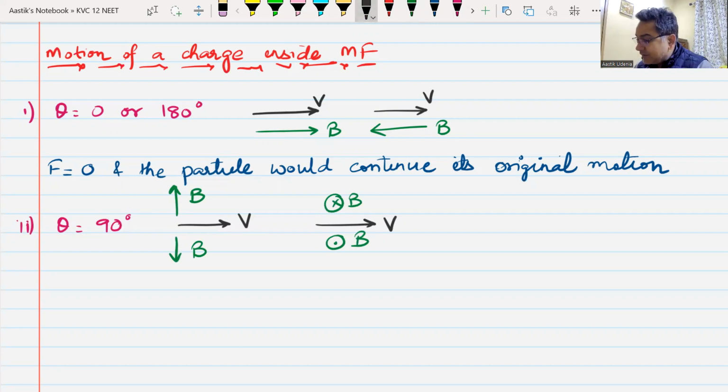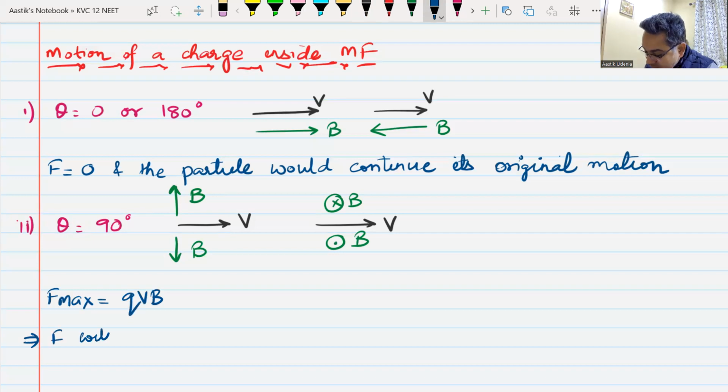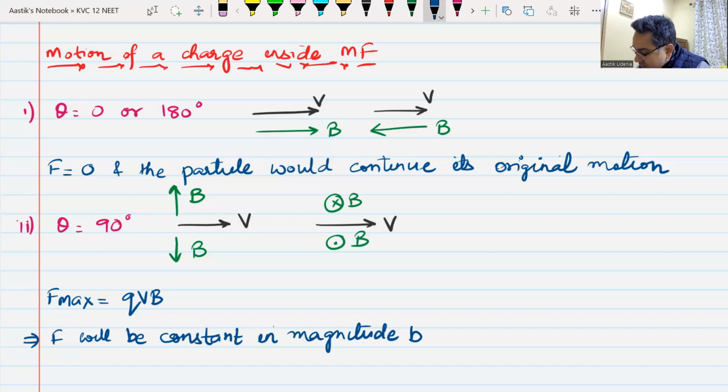In this case, my dear friends, what is going to happen? That force is going to be acting, which is maximum. That will be Q into V into B. This maximum force will be constant in magnitude. Please remember this. This force will be constant in magnitude, but will change in direction.